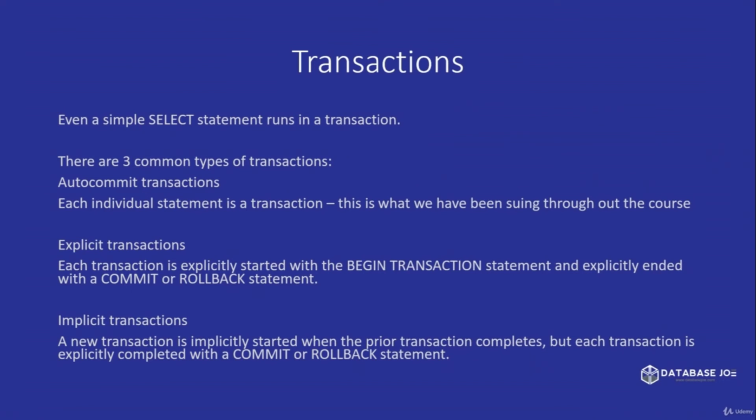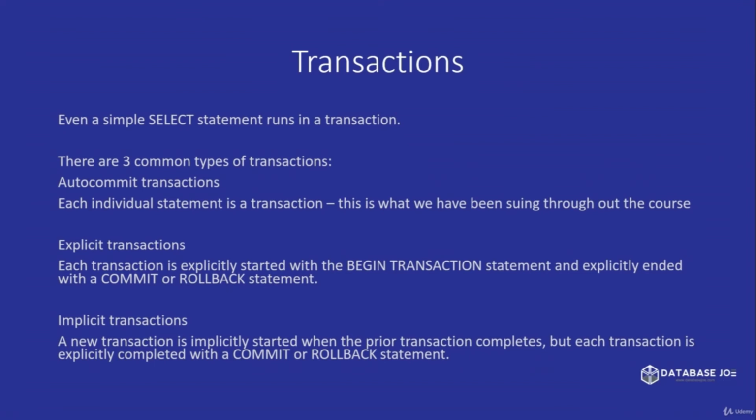There are three common types of transactions. Auto-commit transactions: each individual statement is a transaction. This is what we have been using throughout the course. Explicit transactions: each transaction is explicitly started with the begin transaction statement and explicitly ended with a commit or rollback statement. We saw the rollback when we were learning about the update statement.